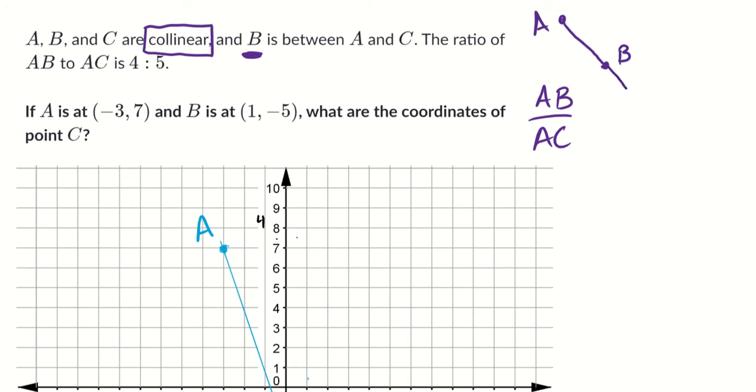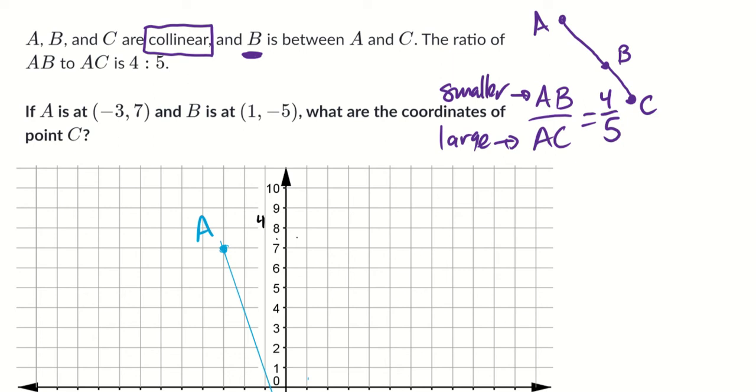And I know based on just this one-dimensional diagram, if this is A and this is point B, and then somewhere later is point C, I know that AC is the longer segment, right? Considering AB and BC, AC is the longest segment. So I can say that this is the larger segment, and this is the smaller segment. AB is the smaller segment, AC is the larger segment. And that ratio is equal to 4 to 5. So the ratio of AB to AC is 4 to 5.